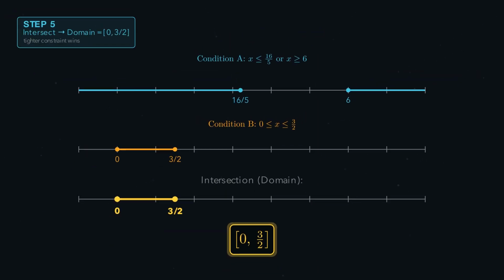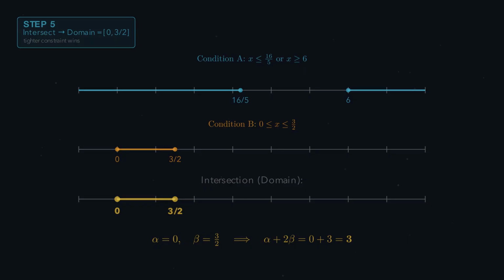Here's the key insight. The interval 0 to 3 halves lies entirely within x at most 3.2. So the intersection is simply the interval from 0 to 3 halves. That gives us our answer.